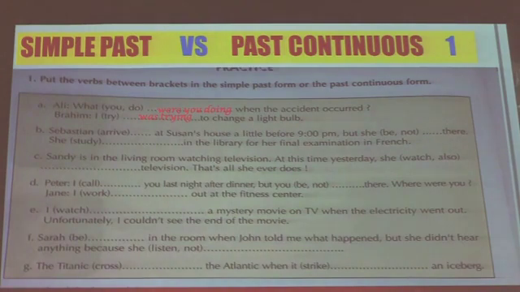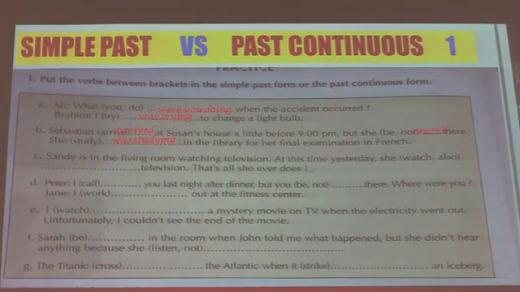Then B, Sebastian arrived, this is a short action, at Susan's house a little before 9 p.m. But she wasn't there, she wasn't at home, okay? Where was she or what was she doing? She was studying in the library for her final examination in French. Okay? This action is a little bit long.